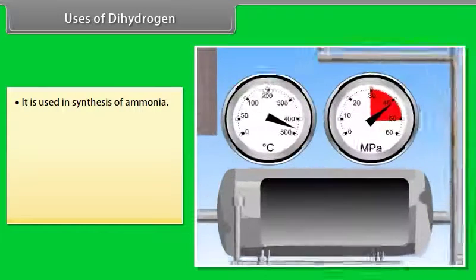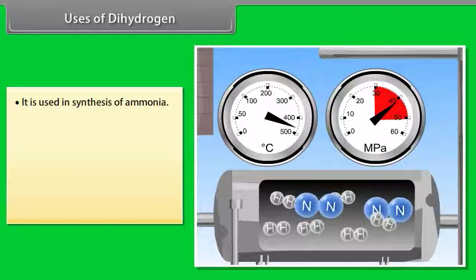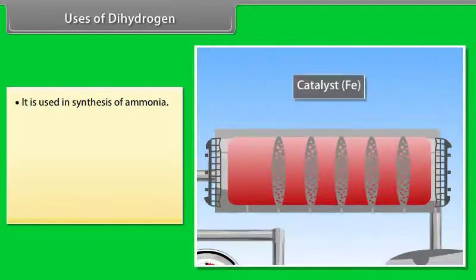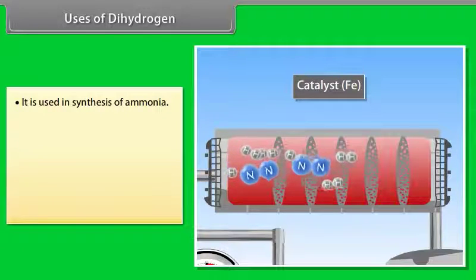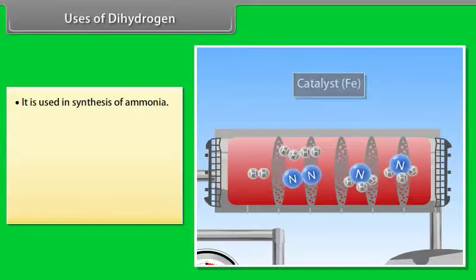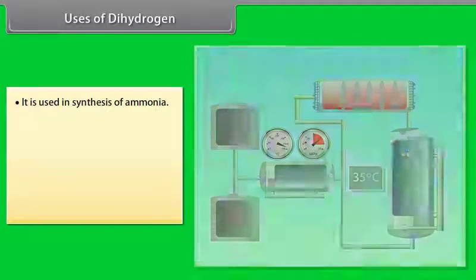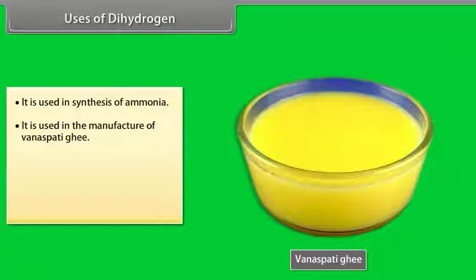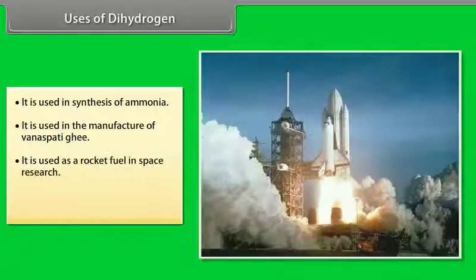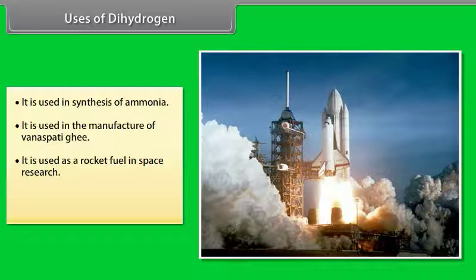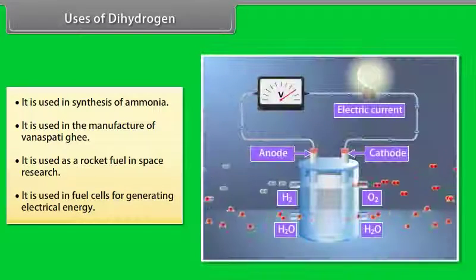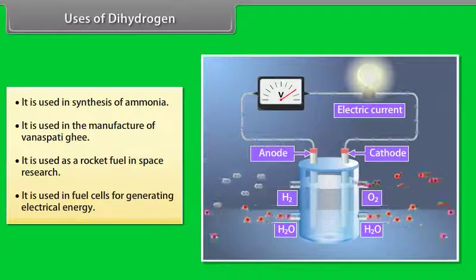Nitrogen and hydrogen are passed to a heater, where these are heated up to a certain temperature. After that, they are compressed and then passed to a heater, where the reaction takes place. After that, the mixture is passed to a waste heat boiler, from which ammonia is cooled and then stored, and nitrogen and hydrogen are recycled. It is used in the manufacture of vanaspati ghee. It is used as a rocket fuel in space research. It is used in fuel cells for generating electrical energy.